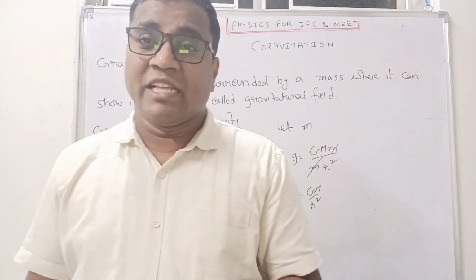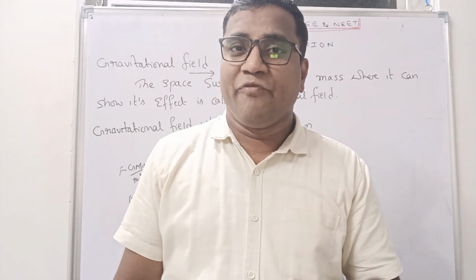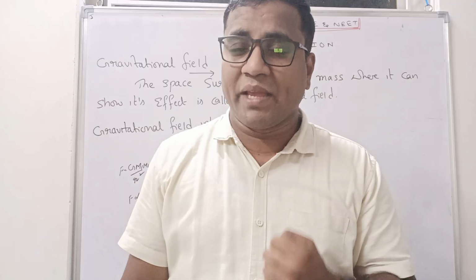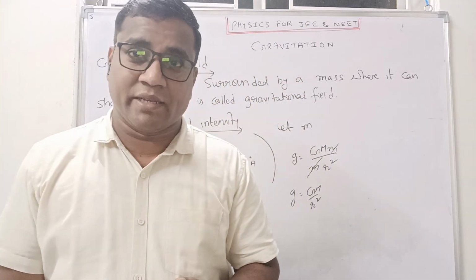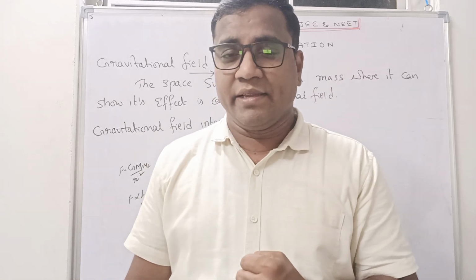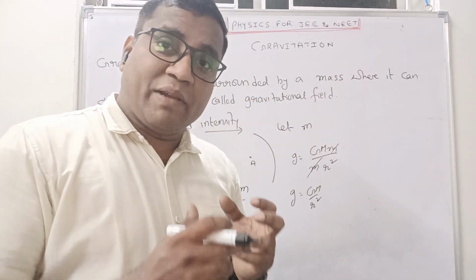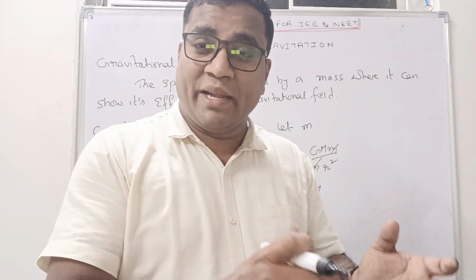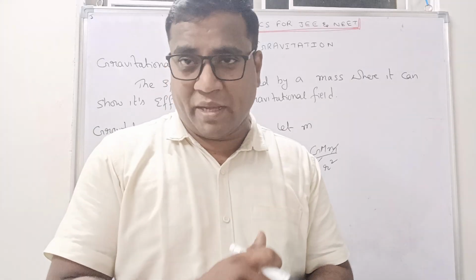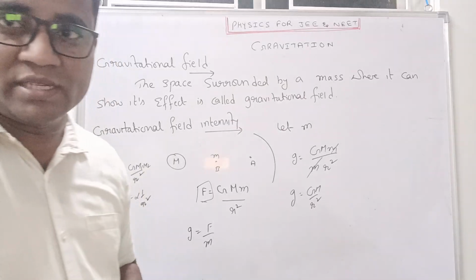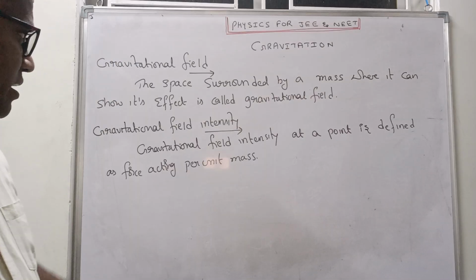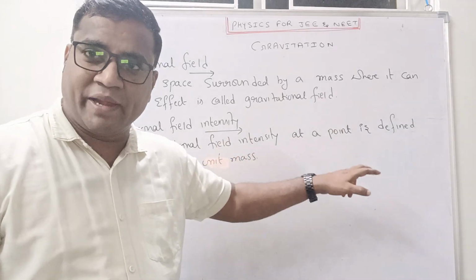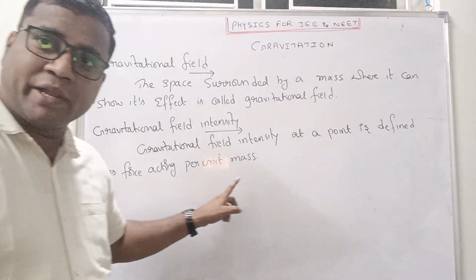Gravitational field is the space surrounded by a mass where it can show its effect. Gravitational field intensity is always defined at a particular point. So gravitational field intensity at a point is defined as force per unit mass. So I will write here. Please try to understand. See here, what is gravitational field intensity? Gravitational field intensity at a point is defined as force acting per unit mass.